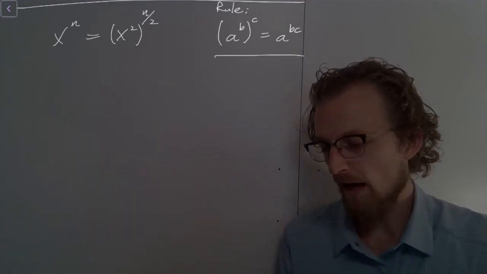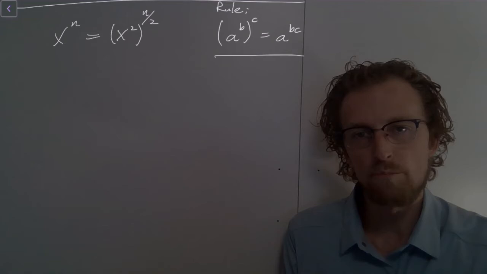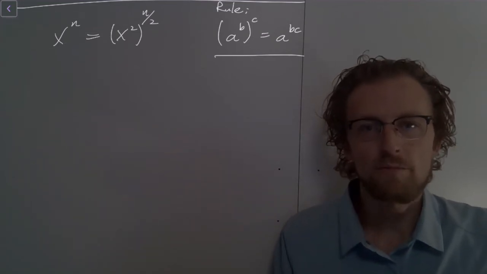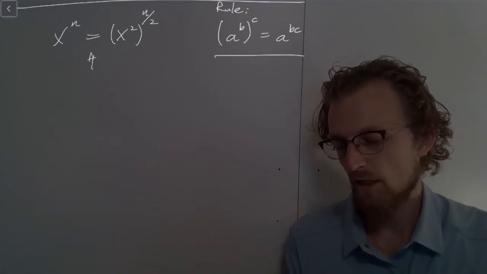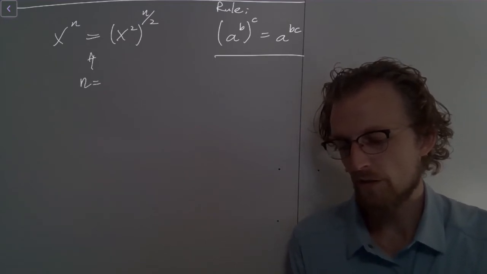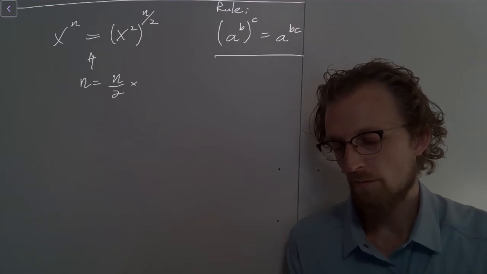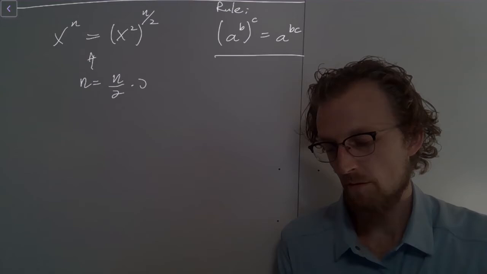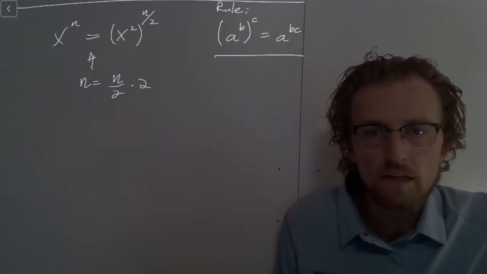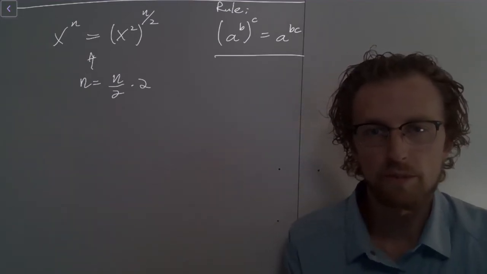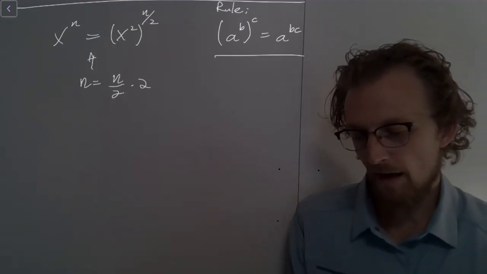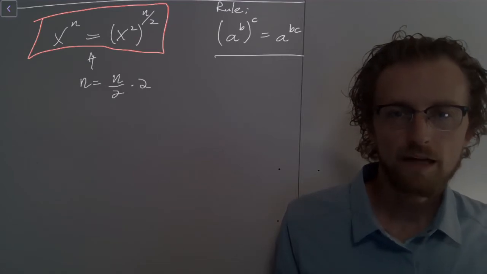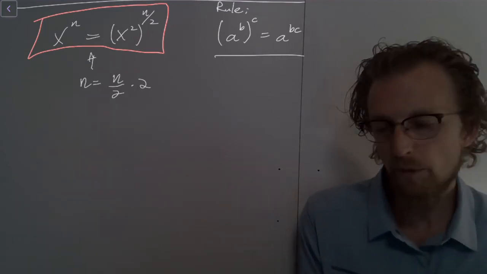And so all I've done here is observe that I could split n into 2 times n over 2. This is true because n equals n over 2 times 2. It's just a basic algebraic manipulation. So if x to the n can be written as x squared to some exponent, then I can use that to build an algorithm.